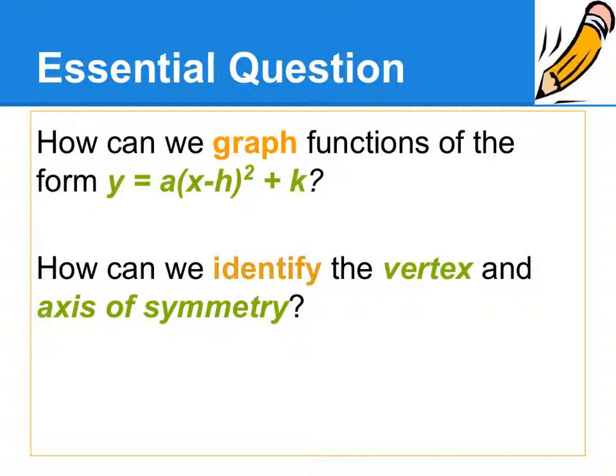So here's the central question. How can we graph functions of the form y equals all of that stuff? And how can we identify the vertex and the axis of symmetry in the same function? So go ahead and pause the video and write this down all the way on top of your page.